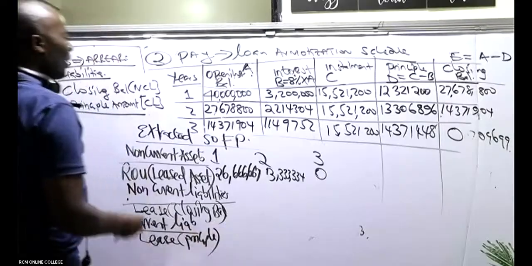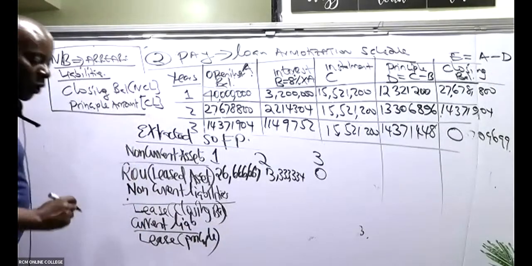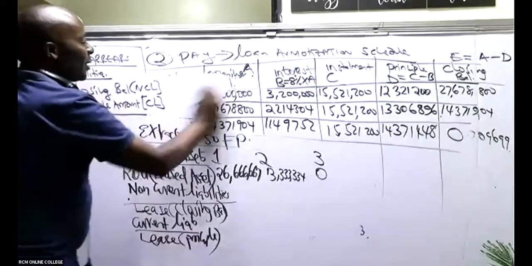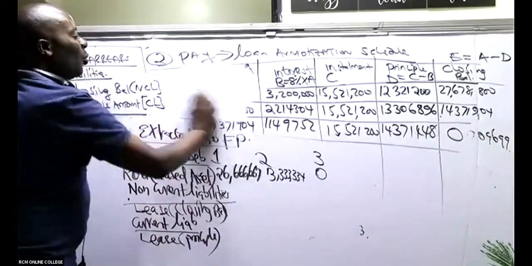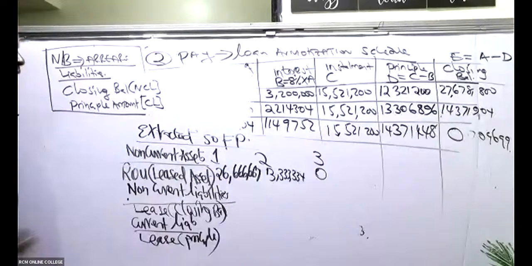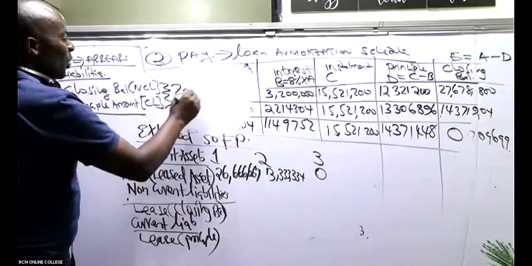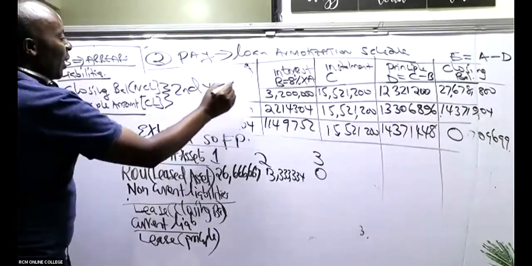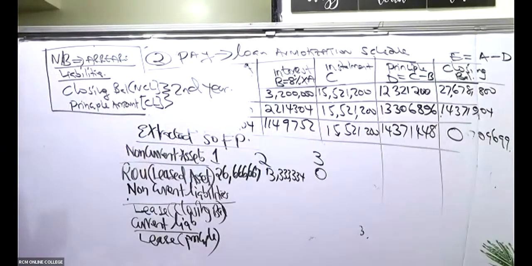But now remember, you will start from the second year. The figures you pick will always be from the second year. Look at this. And current liability, the lease.